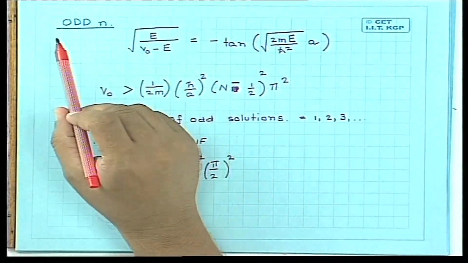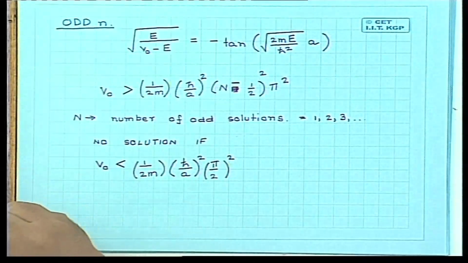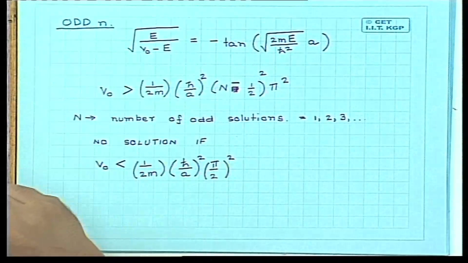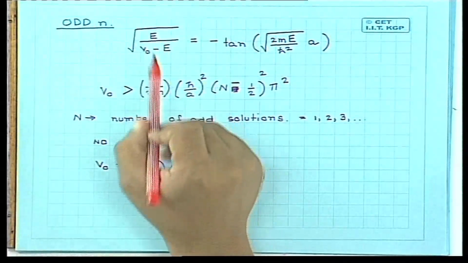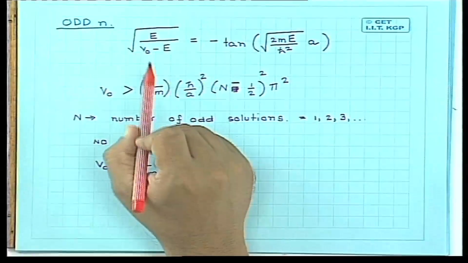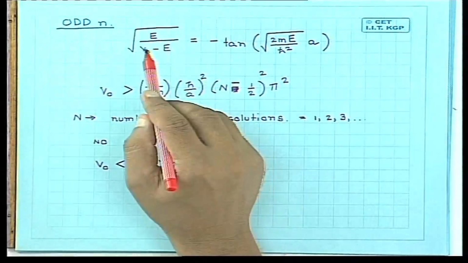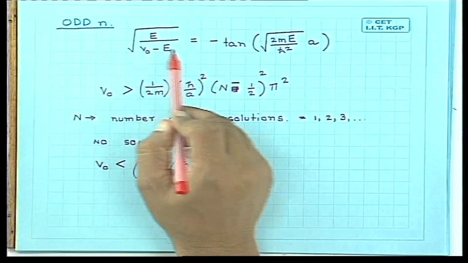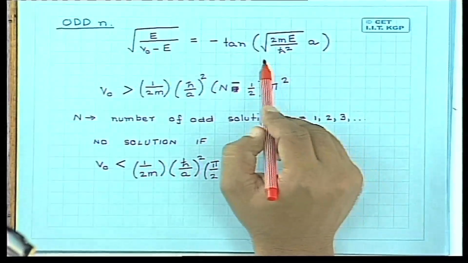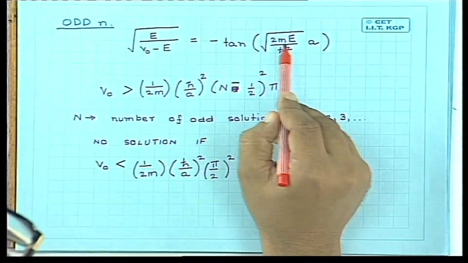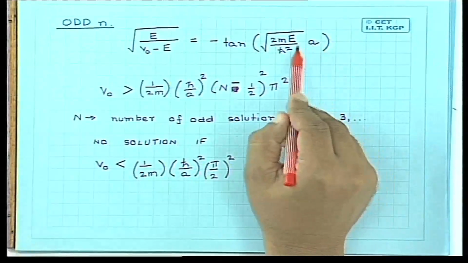One was odd n, and for this case the allowed values of energy had to satisfy this equation. The equation being the square root of E by (V naught minus E) is equal to minus tan of the square root of 2mE by h cross squared times a.